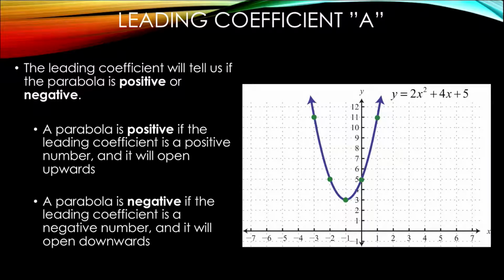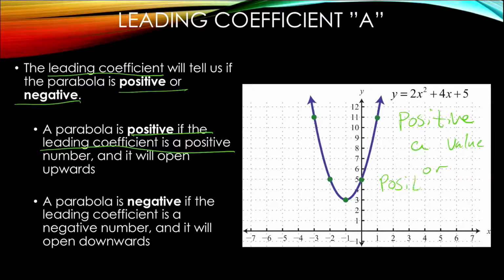The leading coefficient will tell us if a parabola is positive or negative. A parabola is positive if the leading coefficient is positive. Any positive parabola will open upwards. So we would say this has a positive a value, or a positive leading coefficient.